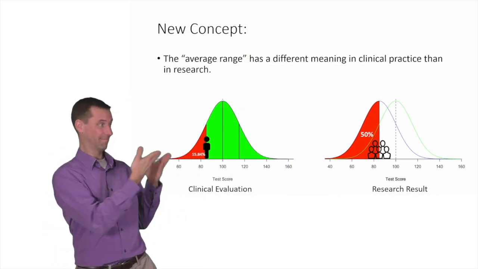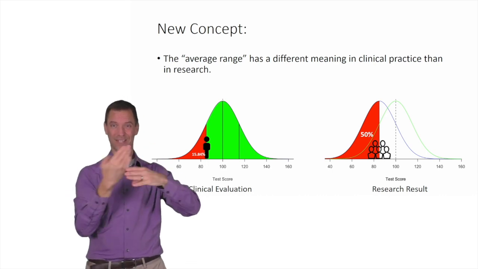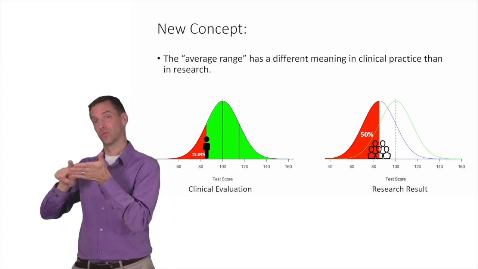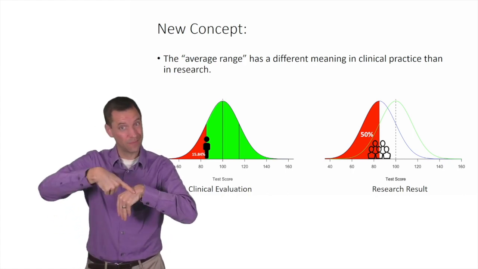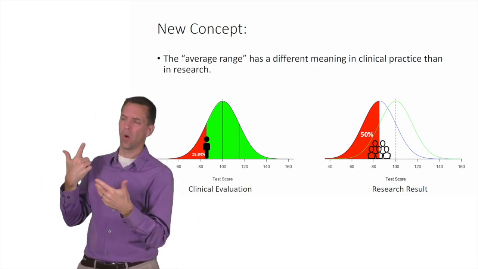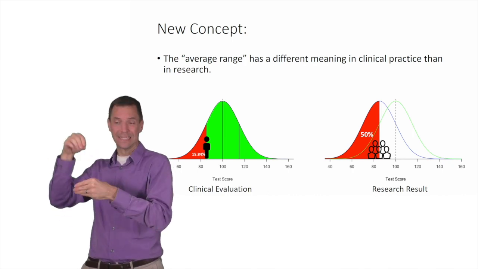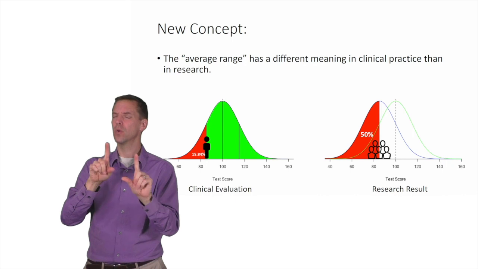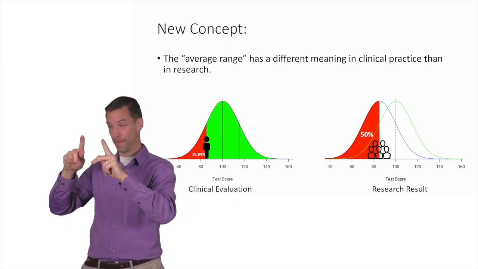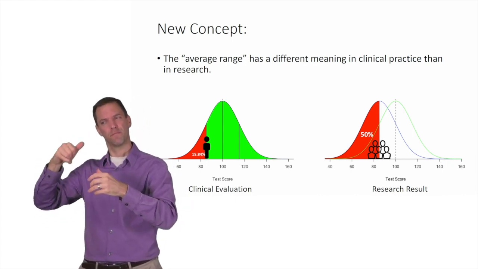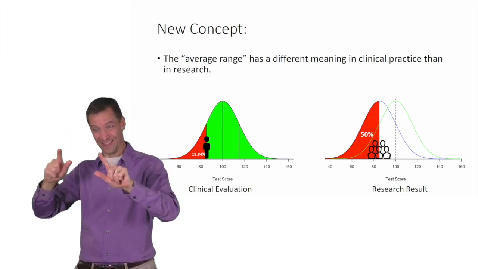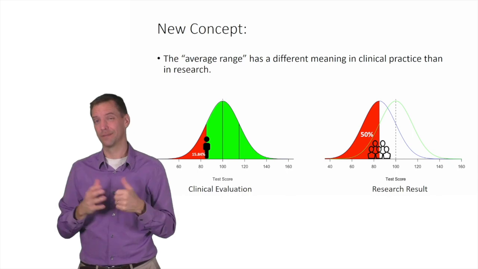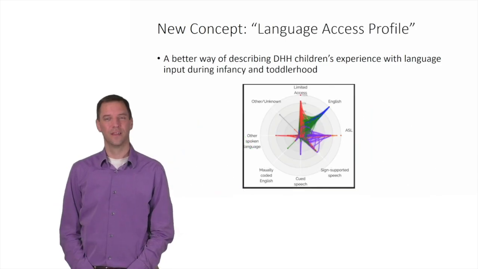So I hope now you understand why I say that the average range has a different meaning in clinical practice than in research. So the next time you're reading a research study that says that the sample mean was within the normal range, I hope that you'll remember this presentation and pause to take a moment to think about the population, and remember that when the distribution is shifted even a little bit, it can still mean a significant increase in that red area.